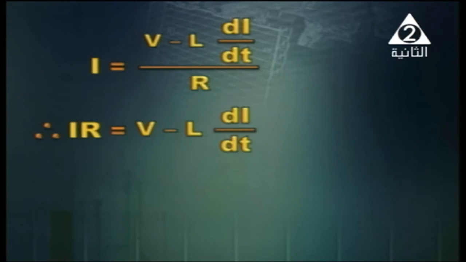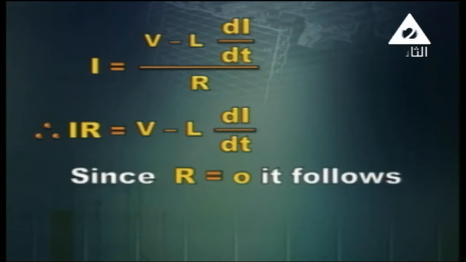Current equals, we've got two voltages, the voltage of the supply and the EMF induced by self-induction, so I equals V minus L di by dt over R. And we are talking about pure inductance. Pure means resistance equals 0. So we can say IR is equal to V minus L di by dt. And as I said, R is 0 since it is pure. So we can say V is equal to L di by dt.